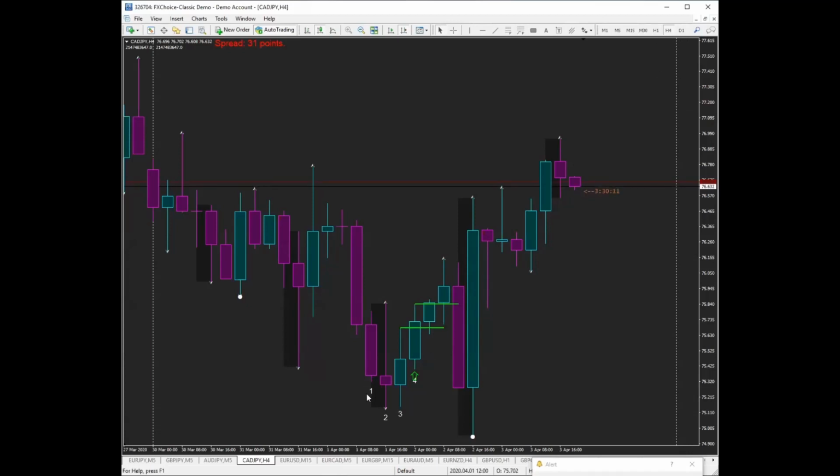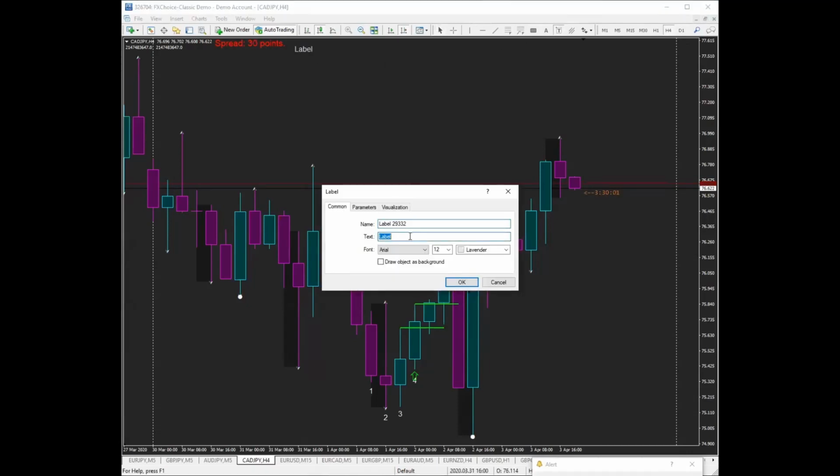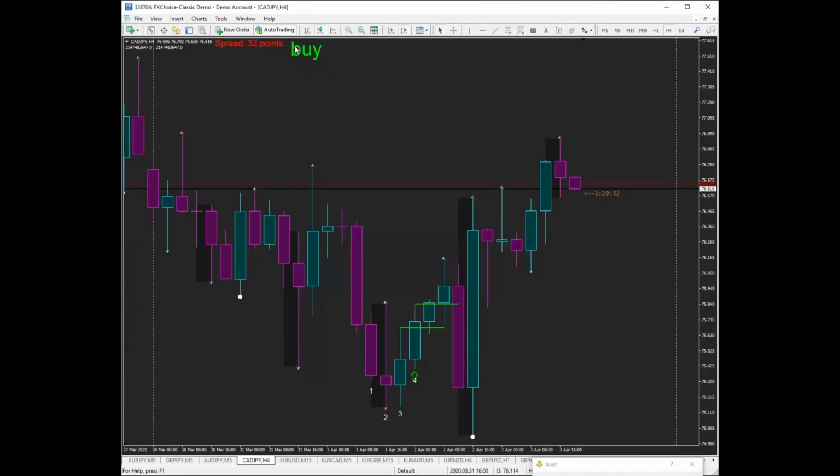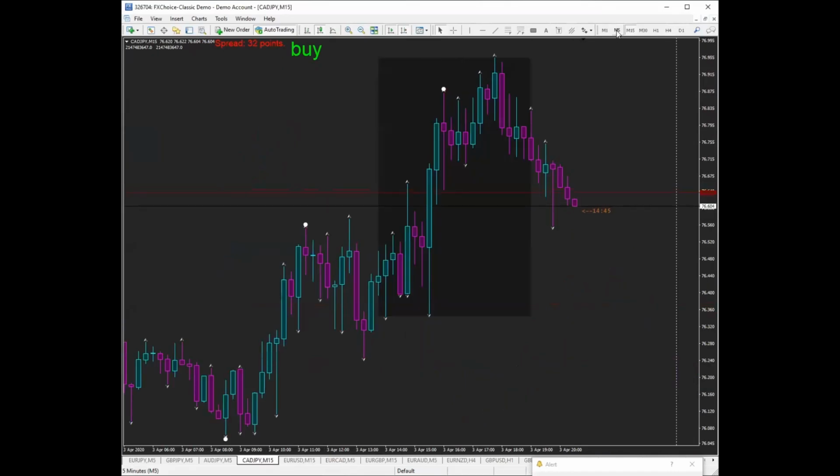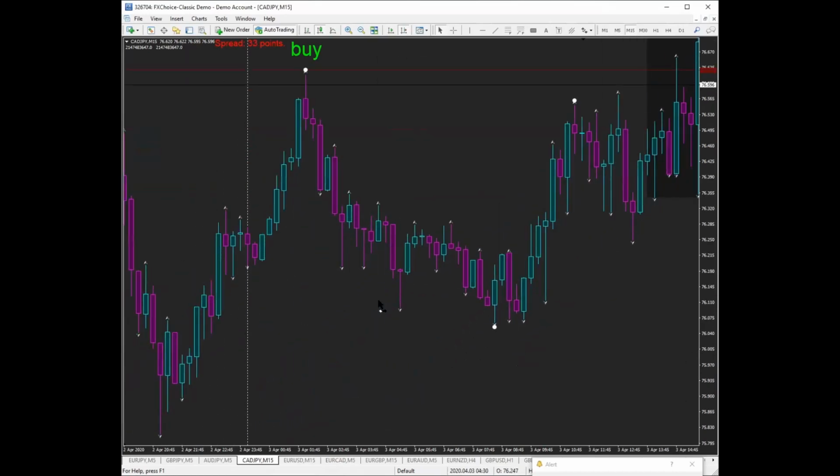So once I have a 4 hour, 1 hour trend or a bias, I go here and I write buy, or you can write long, whatever. And I make it big so that I could see it. I'm only looking for buys on this currency. So then I go on my 15 minutes and I look for the same thing, a fractal breakdown on 15 minutes.